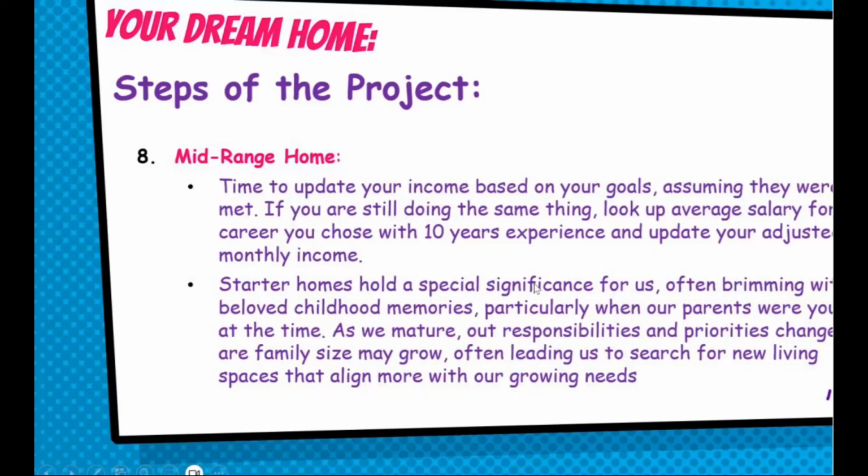So, the next thing is it's time to update your income based on your goals. We're going to look at our mid range home. This is the other biggest portion of your project, so this is a summative. Assuming the goals were met, if you are still doing the same thing, look at the average salary for the career you chose. But now we want to type in with 10 years experience, and then we're going to update our monthly net income.